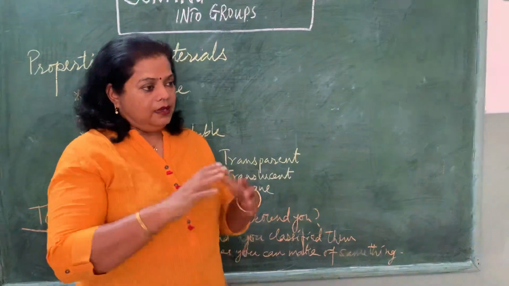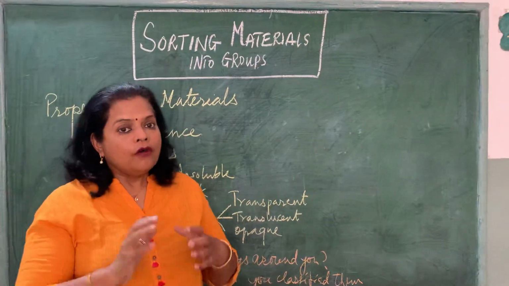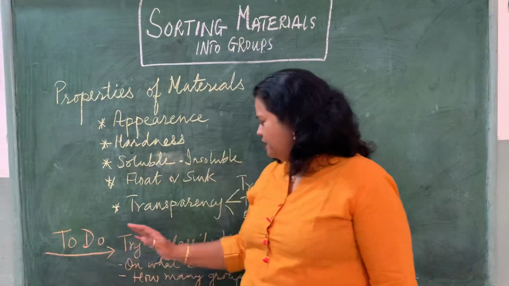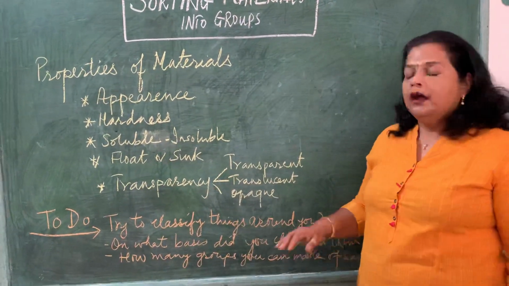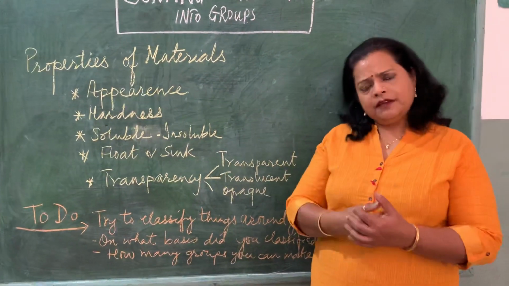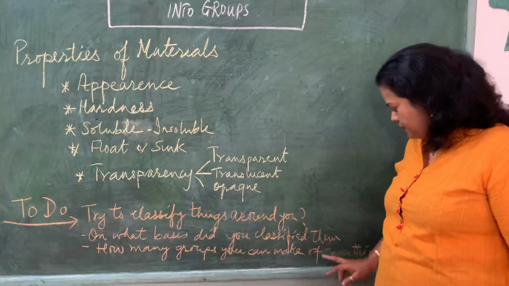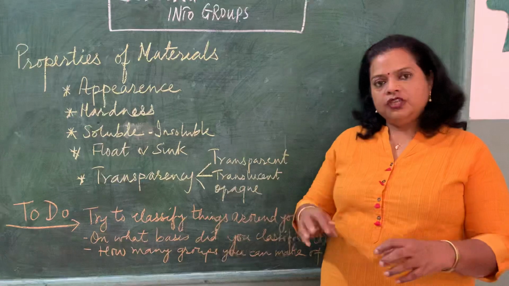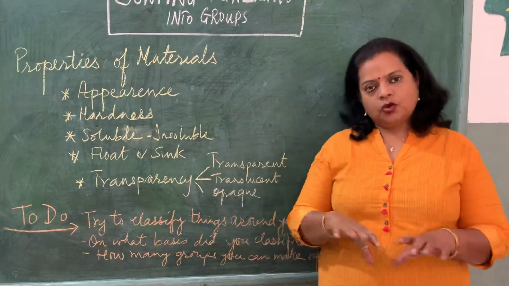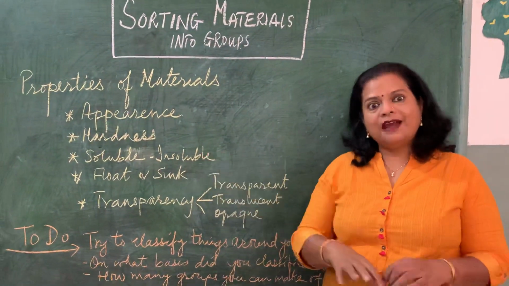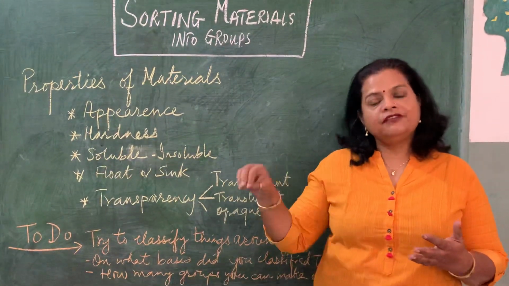Now everybody who is viewing this should do something of your own. Today, try to classify things around you. On what basis did you classify? You have to think of your very own basis. Why am I classifying it? On what basis am I classifying it? And how many groups can you make of the same things? That is, you take the same thing, take one point, do the sorting according to that. Take a second point and try to do the sorting according to that. So we can see that the same thing can be sorted into many different groups.